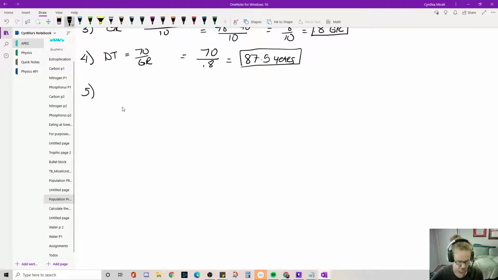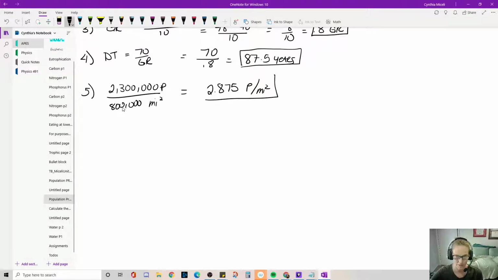All right, section 2, we have a new population. We have 2,300,000 people in an area of 800,000 square miles. And what's the population density? So we put that in our calculator. It's 2.875. So there's almost 3 people per square mile. That's pretty spread out if you think about it.